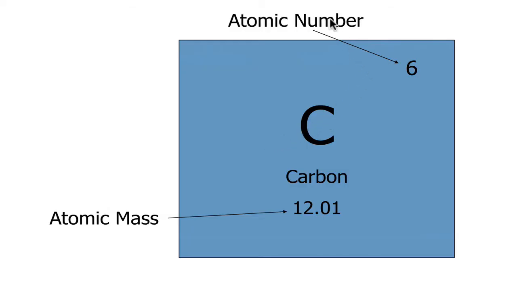So if we look at the square, atomic number, it's usually going to be a whole number. Atomic mass is usually going to be down below. Sometimes they switch these depending on what version of the periodic table you look at. But just know atomic mass always has the decimal point. Atomic number is a whole number.